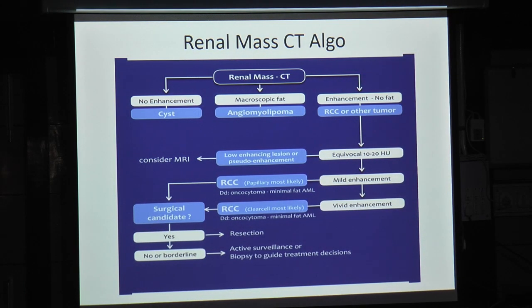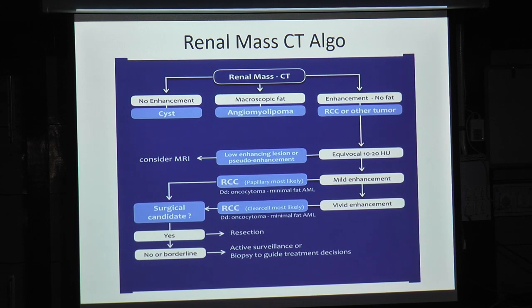Now again another flow chart to see what we can do with the CT. A renal mass on CT with no enhancement is probably a cyst, confirmed with ultrasound or MRI. Macroscopic fat, angiomyolipoma. And the categories of enhancement: it is equivocal, very low, consider TCC or a pseudotumor. Mild enhancement, again some varieties, papillary RCC, and vivid enhancement is the classic clear cell. That is what we really are looking for.